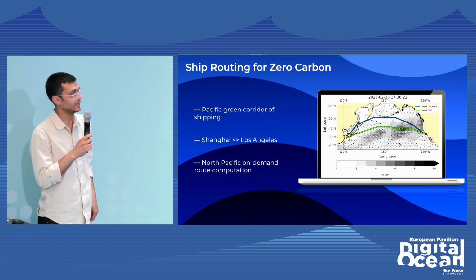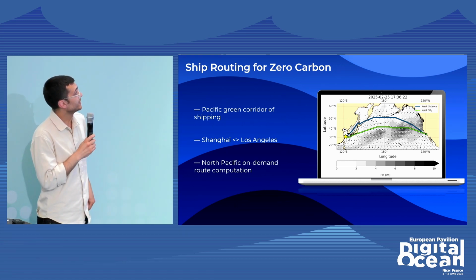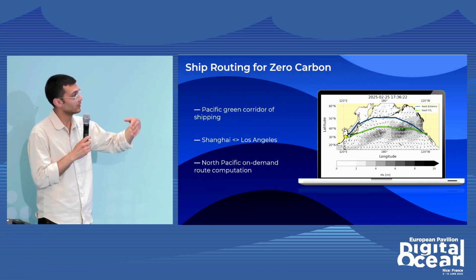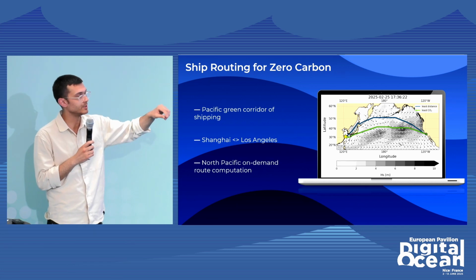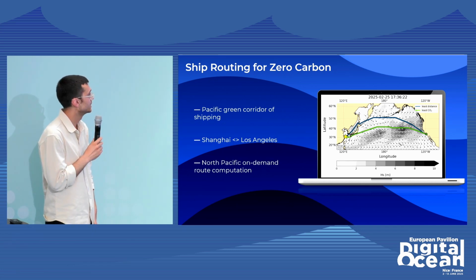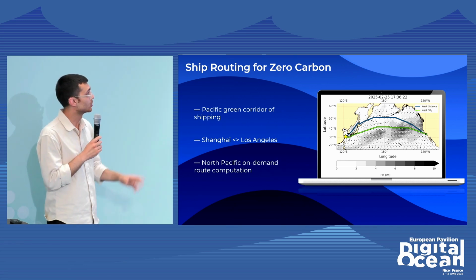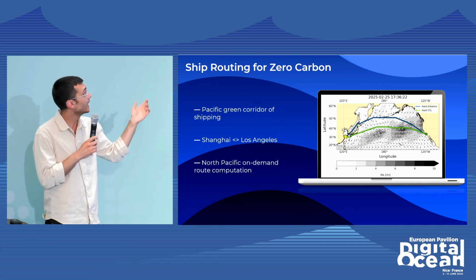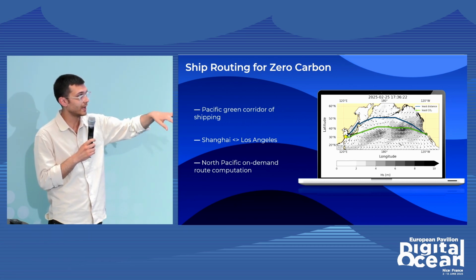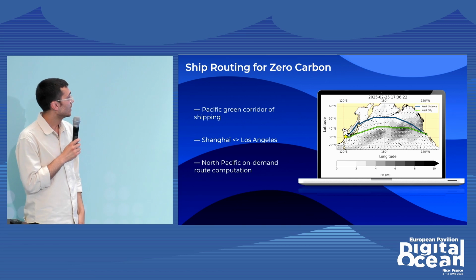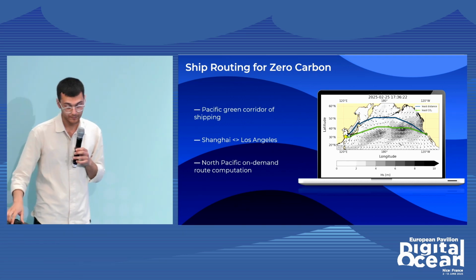And we named this service the Pacific Green Corridor because we decided to instantiate it on this particular sector of the global ocean that will be named in this way, Pacific Green Corridor of Shipping, because there will be a lot of initiatives in the coming years aiming to decarbonize shipping in that particular area. We focused on the northern Pacific portion and specifically on the Shanghai-Los Angeles corridor, but you can compute in principle a route between any 2 points in this domain. So basically, we enable a North Pacific on-demand route computation in this way.